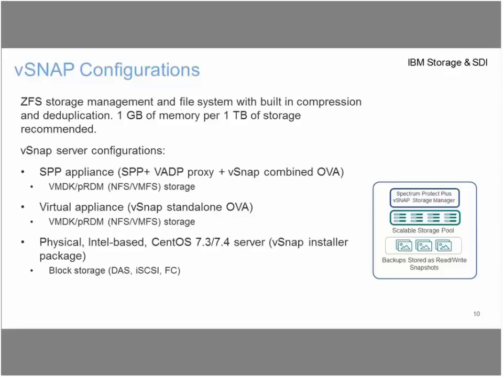And that would be an Intel-based CentOS server with block storage behind it, right? So that block storage is either DAS, iSCSI, or Fiber Channel, but it would be block storage. As I mentioned initially, the OVA or the VHD that the customer is going to deploy will contain all three components, and then over the course of time, they can add the individual components that they need while still maintaining just that single Spectrum Protect Plus server.